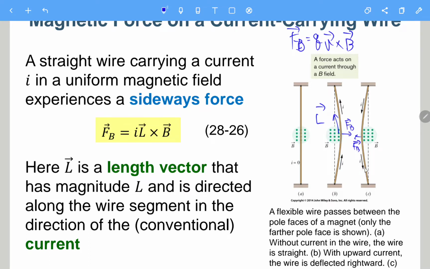And for part C, current going from top to bottom, which means that in this case we consider L pointing downward. So if we have L cross B, with L pointing downward and B pointing out of the page, FB points to the left side, which also matches these cases.